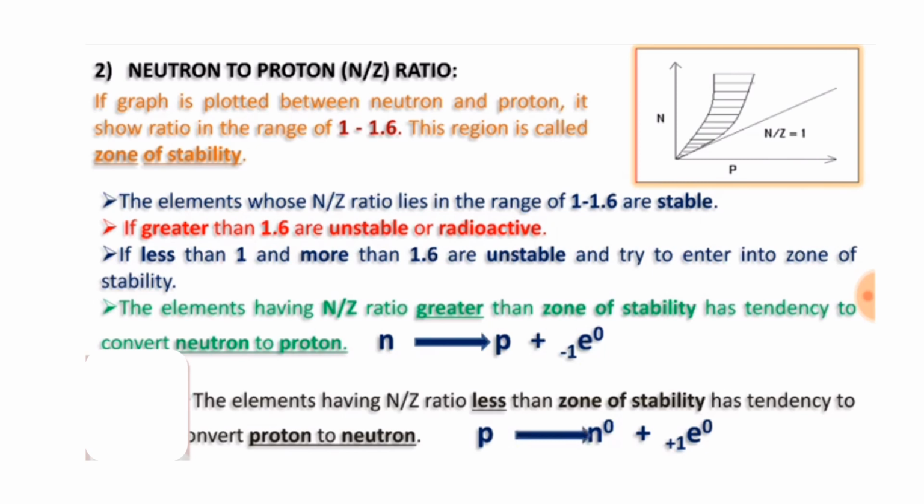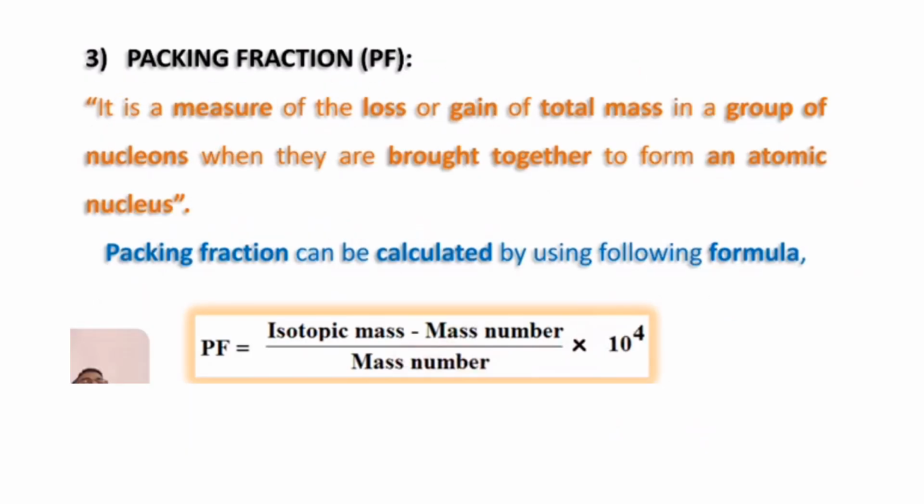The elements having N by Z ratio greater than the zone of stability have a tendency to convert a neutron to a proton. See here, a neutron is converted to a proton plus an electron. The elements having N by Z ratio less than the zone of stability have a tendency to convert a proton to a neutron. So a proton is converted to a neutron.